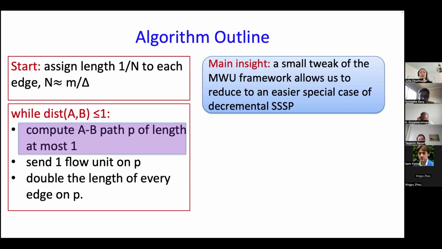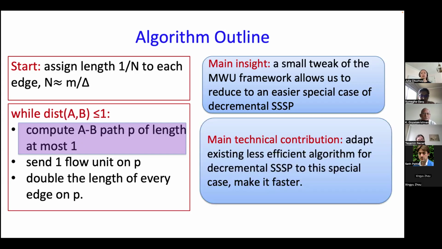The main insight from our SODA paper is that we can slightly modify this multiplicative weight update algorithm so that we get a special case of decremental single source shortest path that seems easier. And then our main technical contribution: we take an existing algorithm for decremental single source shortest path, and we tweak it so that in this special case, it becomes faster.